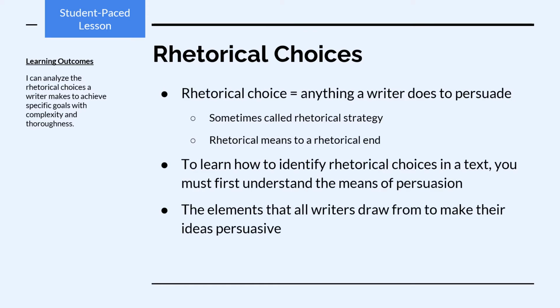A rhetorical choice is just anything a writer does to persuade. We sometimes call these rhetorical strategies, but essentially it's just any rhetorical means to a rhetorical end. To learn how to identify rhetorical choices in a text, you must first understand the different means of persuasion, that is, the different elements that all writers draw from to make their ideas persuasive.